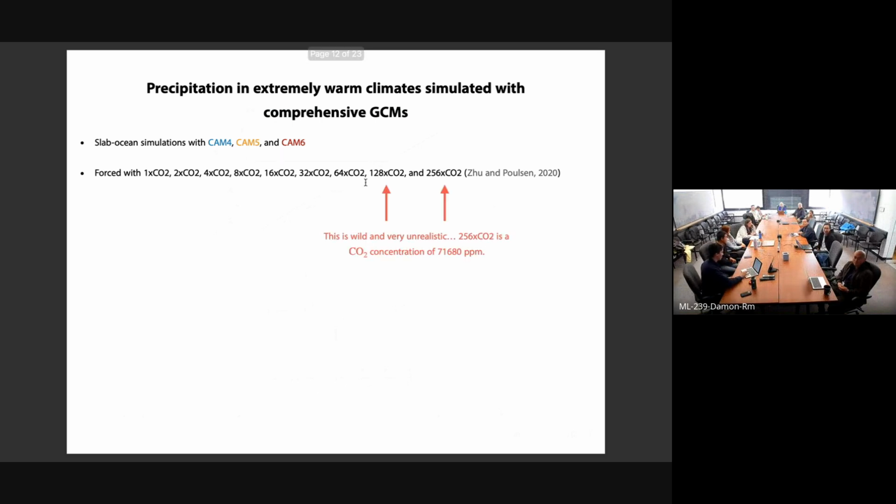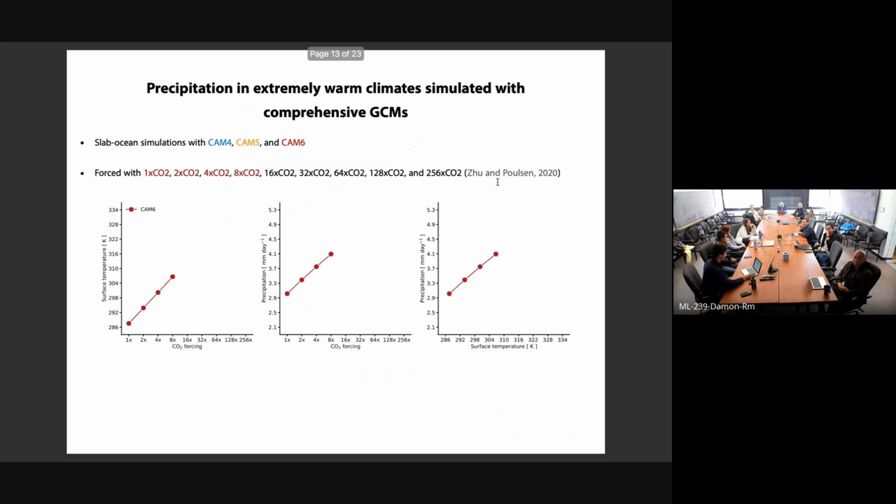And I just want to point out how wild and unrealistic this is. 256 times CO2 is 71,680 parts per million. So it's completely opposite what we think is going on, but at least it allows us to probe this extreme climate scenario. What I should note is that some of the simulations crash under high CO2 values, and this has to do, I think, with tropical convection or some kind of instability in the model. So there's a mismatch of simulations, but I'm going to start off with the CAM6 one, and go to CAM5, CAM4.